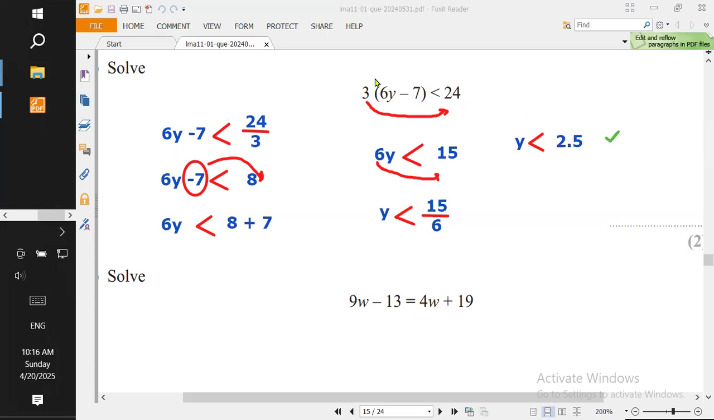So follow the steps of algebraic expressions simplifying, and you'll end up with the right answer. So as we said, we didn't expand the 3 inside, but even if you expand the 3 inside and follow the same steps, it will give you the right answer. So I just took it by dividing here. And then I took the 7, negative 7 here, and made it positive 7. And then end up with 15. And then divide 15 by 6. And the final answer is y smaller than 2.5. Now, let's move on to the next question.